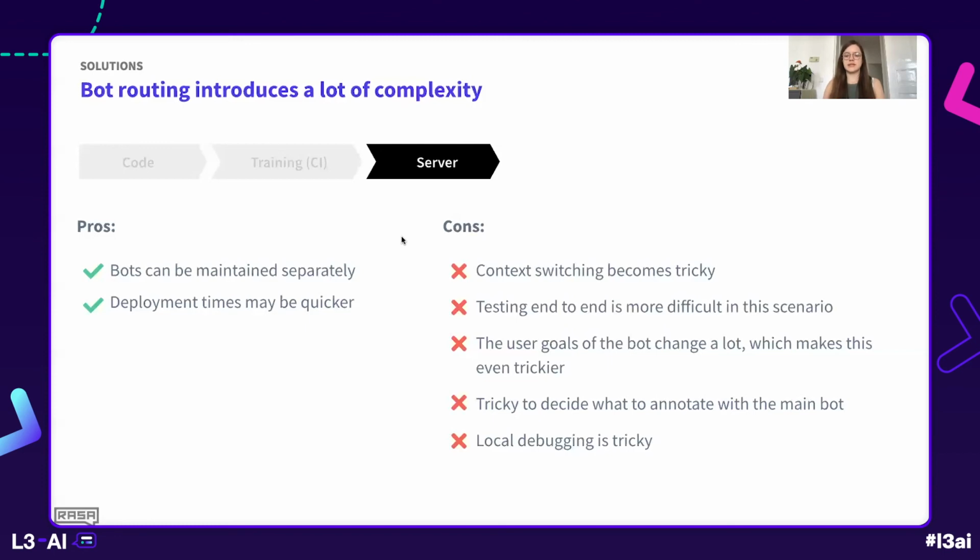The final one is that debugging your bot locally becomes a lot trickier as well. Like I said, there's a lot of routing setup involved there. You're probably not going to have that running on your local machine, so you can't just look at the logs of one bot. You have to investigate the path the user took and how that was handled, and so on. So that also becomes trickier.